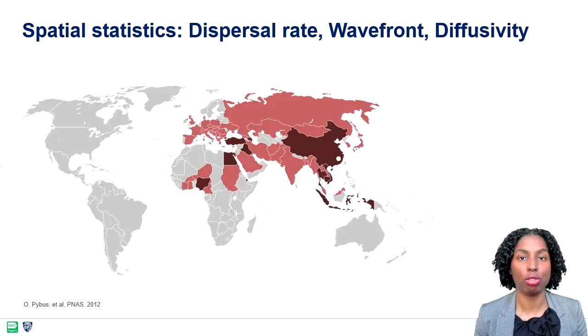In addition to visualizing, we can draw statistics that help understand spatial spread. This includes, for example, dispersal rate, wavefront, and diffusivity, also known as diffusion coefficient. The dispersal rate measures how fast the virus spreads per time unit. The wavefront is a measure of how fast the virus is spreading through time from the origin location. And the diffusivity is the area explored by the infected host.